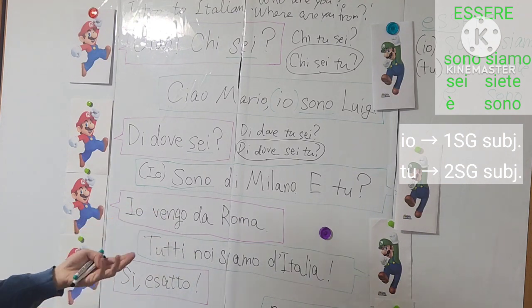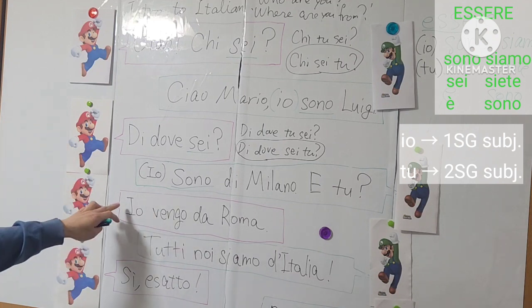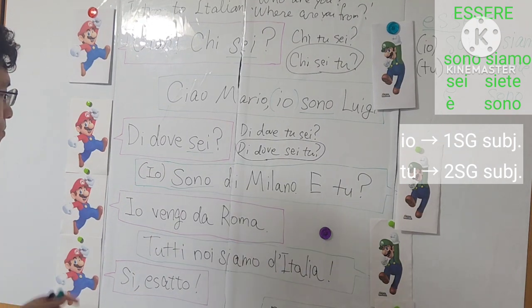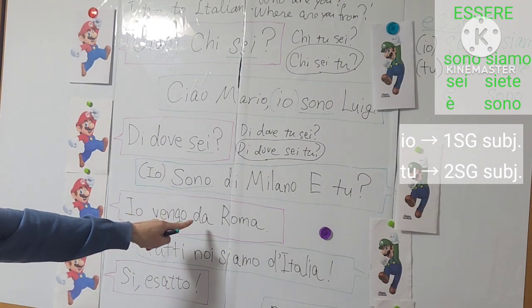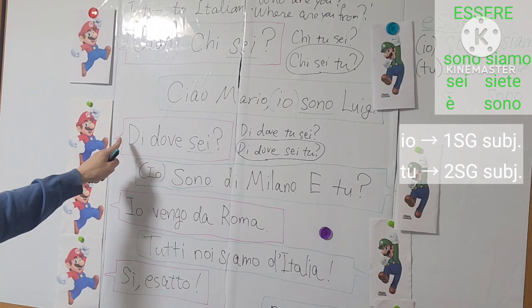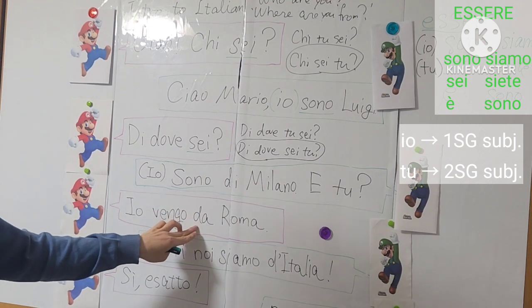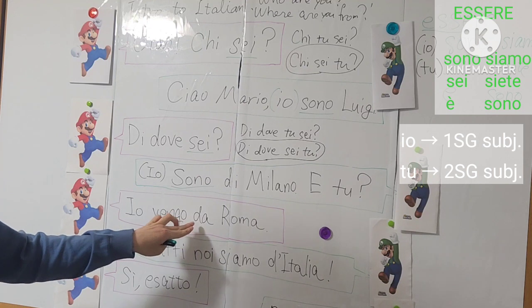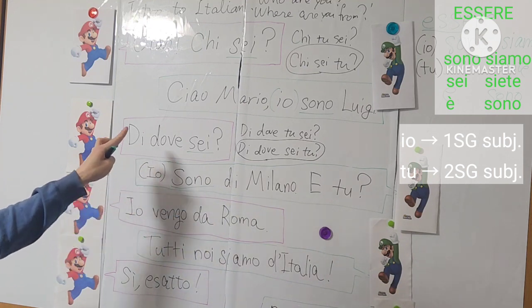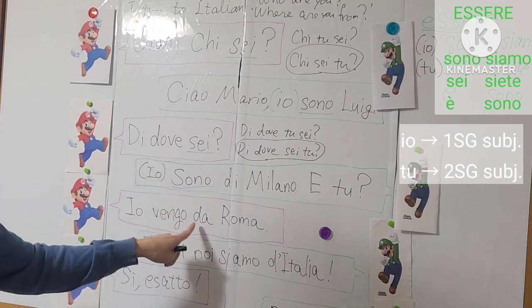Precisely speaking, vengo is the first person singular form of the verb meaning come, because the subject is io. I come, and da is apparently similar to di. And indeed, the meaning is also similar. Da is much more like from than di. Overall, in several cases, da means from. So I come from Rome.